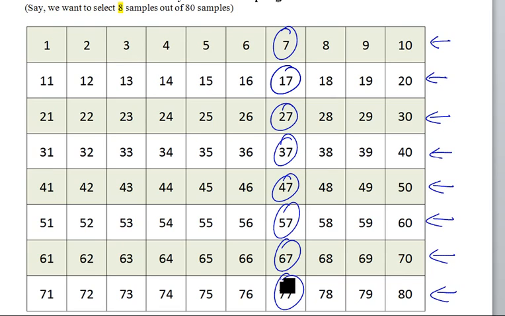This is systematic sampling. I say one more time. I will pick a number from 1 to 10 first, randomly generated. Suppose I have 7, next I plus 10, plus 10, plus 10, plus 10, plus 10. How do I determine the size 10? I take 80 divided by 8. That's one way. Another way is this.